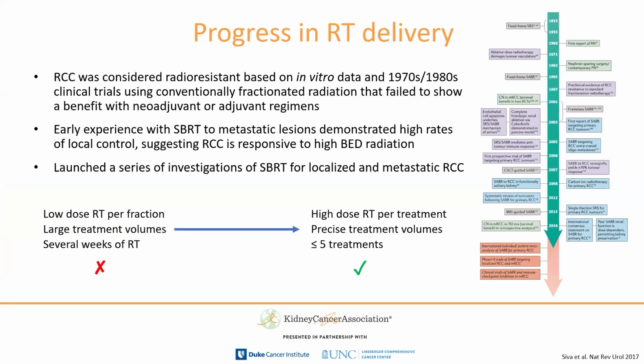So historically, kidney cancer was considered to be radioresistant based on laboratory data and mouse data and clinical trials that we had in the 70s. And those essentially showed that our standard dose of 2 gray per fraction was not effective in the treatment of this type of cancer. When SBRT came along with this high dose per fraction and this steep dose fall off that doesn't give a lot of dose to normal tissue, we learned that kidney cancer is radiosensitive if you use the high dose per treatment.